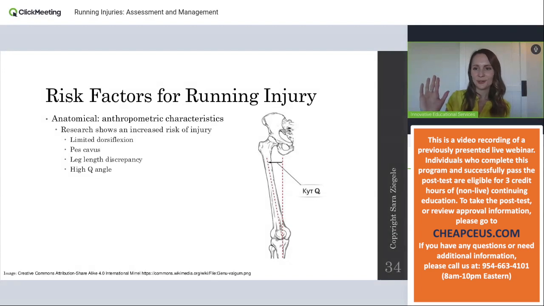Then that puts us into the next bucket we're going to talk about, which is anatomical, how we're built. So they did research to try and identify, are there specific postural characteristics that will tell us how likely someone is to get hurt? Well, they found that there were some that were cleanly aligned with increased risk of injury. Those were having limited dorsiflexion, having pes cavus, a leg length discrepancy, or the high Q angle.